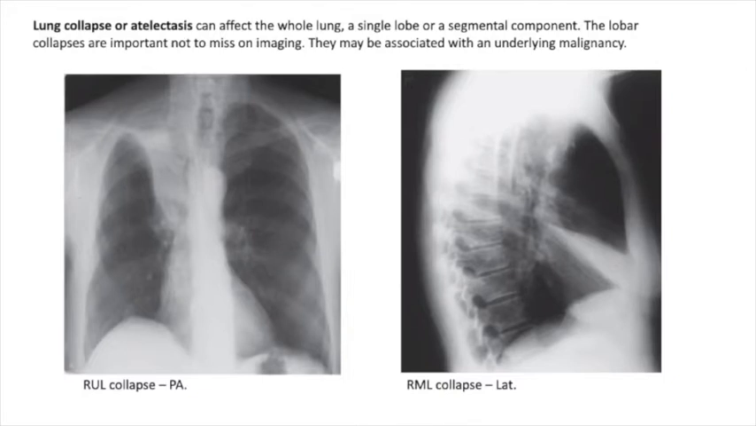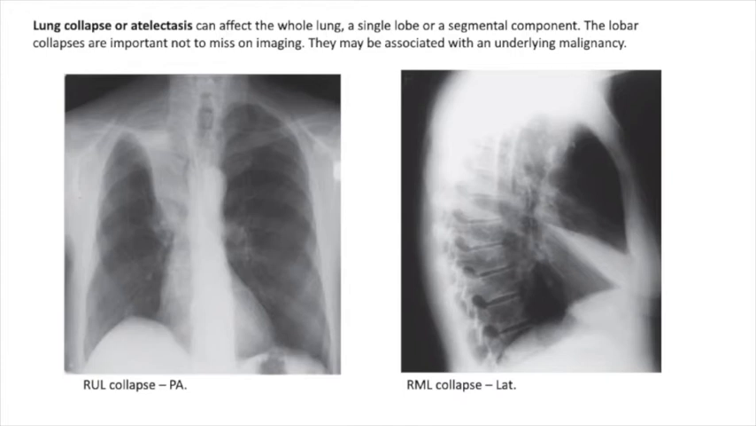Now let's talk about lung collapse, or atelectasis. Atelectasis can affect the whole lung, a single lobe, or a segmental component. Lobar collapses are important not to miss on imaging. They may be associated with an underlying malignancy. So it's very important to know that in every atelectasis you have to suspect malignancy first. Always suspect any type of cancer.